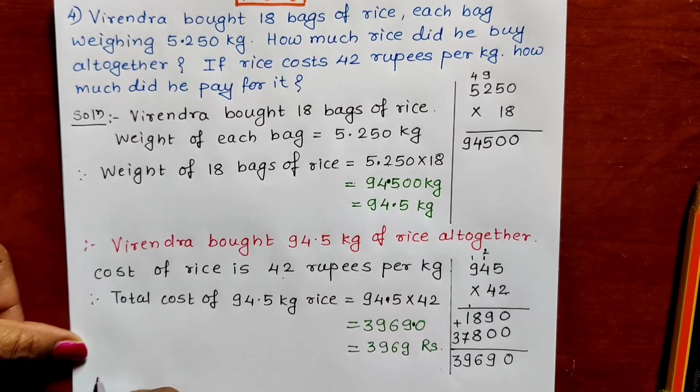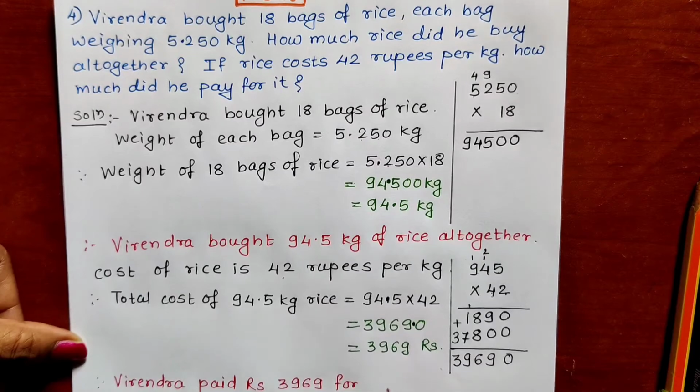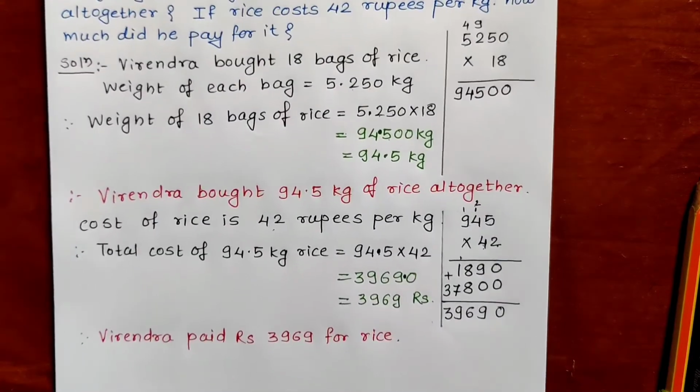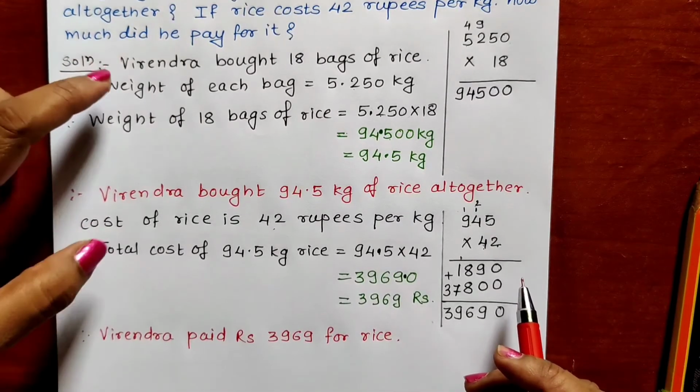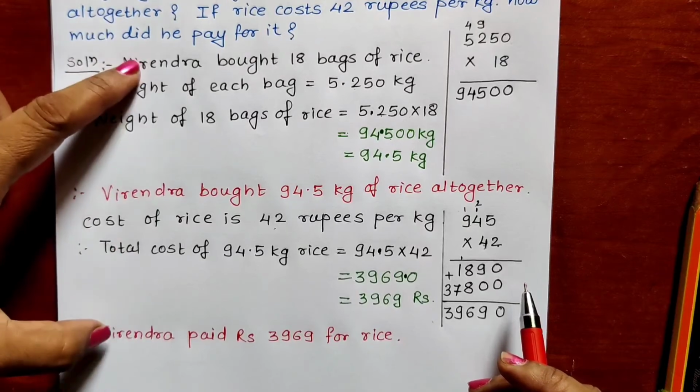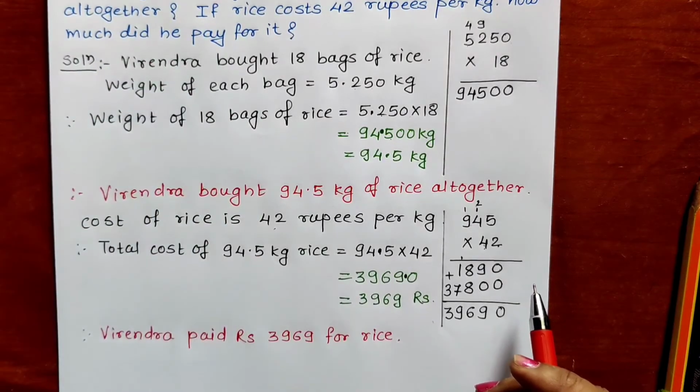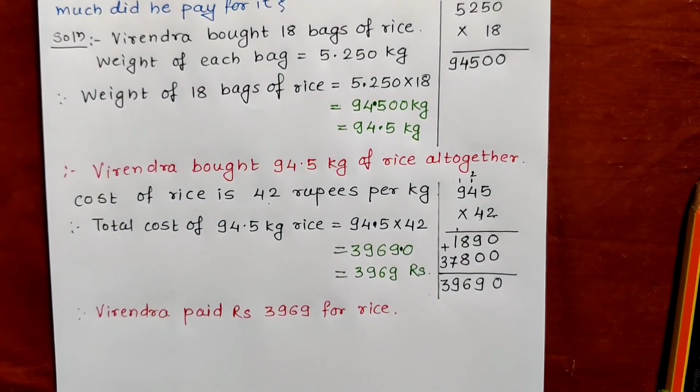So in this way the total cost of rice is, therefore, Virendra paid rupees 3969 for rice. In this way you can complete your answer and complete this solution. From this statement till this statement, this full solution you can write in this way.